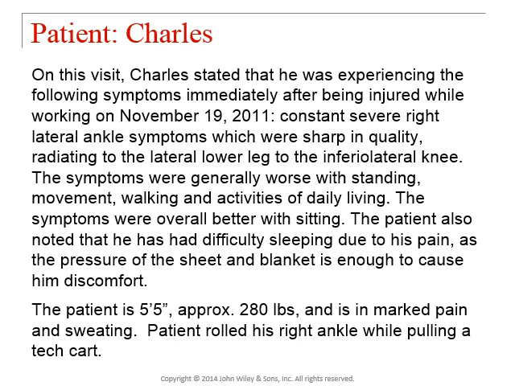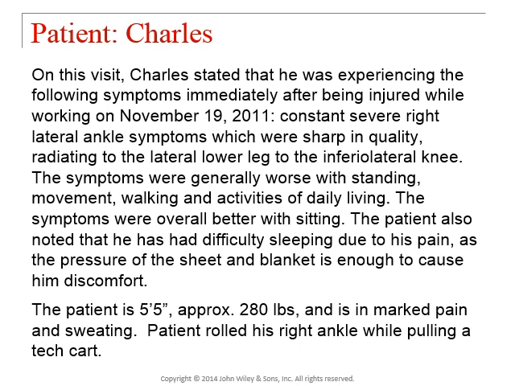The symptoms were generally worse with standing, movement, walking, and activities of daily living. Those of you who don't know what that is, activities of daily living are what every human does day in, day out. Getting dressed, brushing their teeth, preparing meals, taking showers, cleaning the home. He mentioned that symptoms were overall better with sitting, which doesn't sound too far-fetched. The patient also noted that he had difficulty sleeping due to his pain, as the pressure of the sheet and blanket is enough to cause him discomfort.